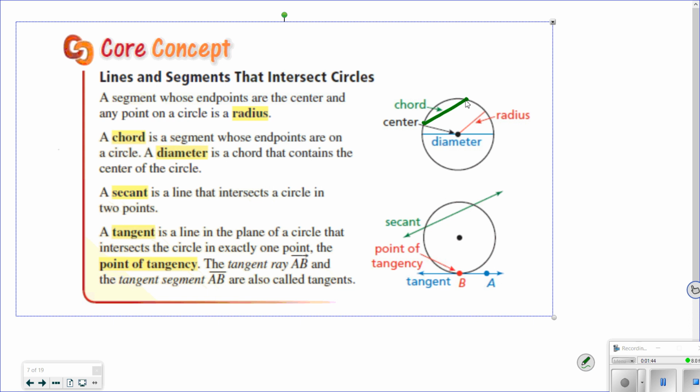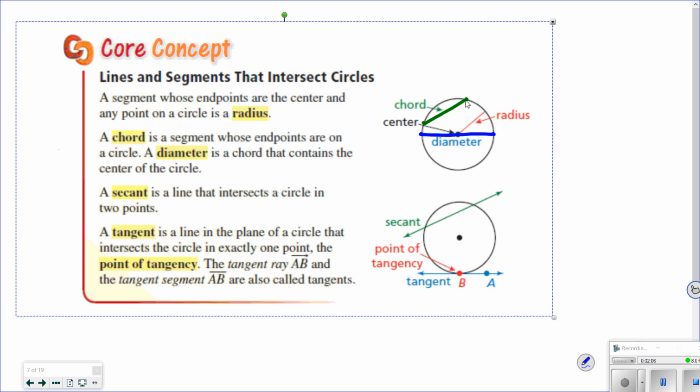Now look at the definition for a diameter. It says a diameter is a chord. Well, a diameter is a chord because, look at this diameter, the endpoints are on the circle. That's what makes it a chord, but it's a special kind of chord, because it also passes through the center of the circle. I know you guys have all seen a radius and a diameter before. Maybe we're just defining it a little bit differently.